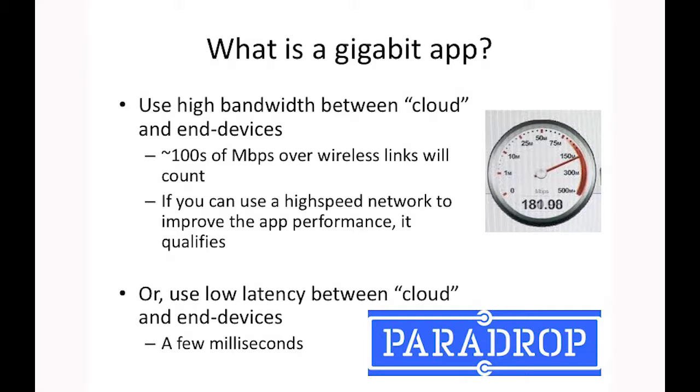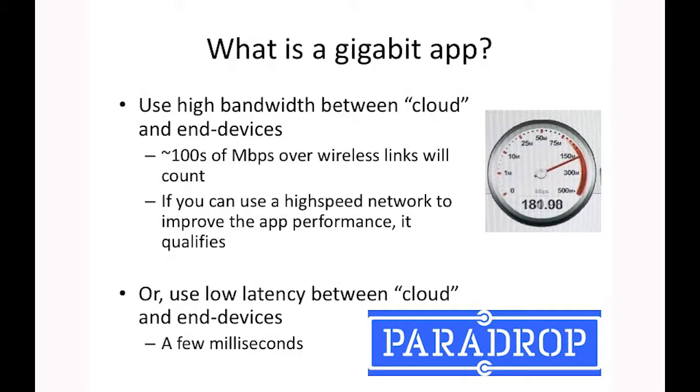Okay, so something that you can do if you had the ability to communicate with the cloud at that speed. Again, we'll provide that infrastructure for you, and if you can leverage it and show us something really amazing, that qualifies as a gigabit app. And then the way you will accomplish this, we will show you. Paradrop is a platform that can help you accomplish this.